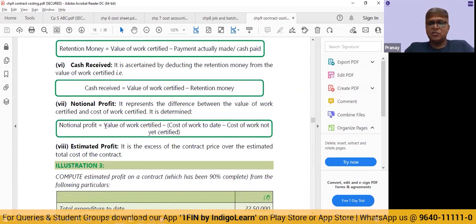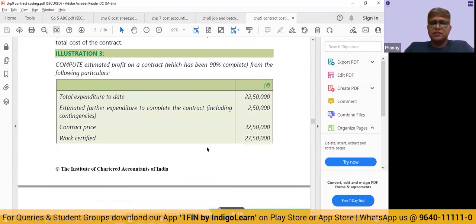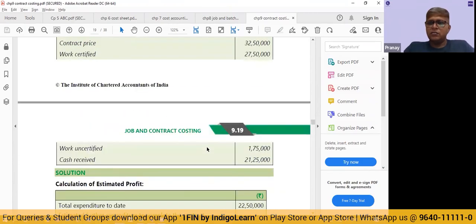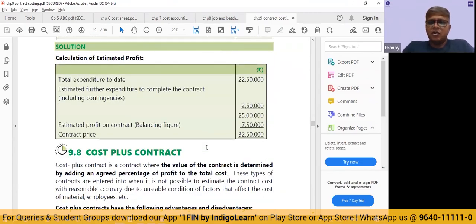Notional profit, as we discussed, is the value of the work certified minus the cost of the work certified. And how do we arrive at the cost of the work certified? Total cost till date minus cost of work not certified. So that is how we will be looking at contract costing.